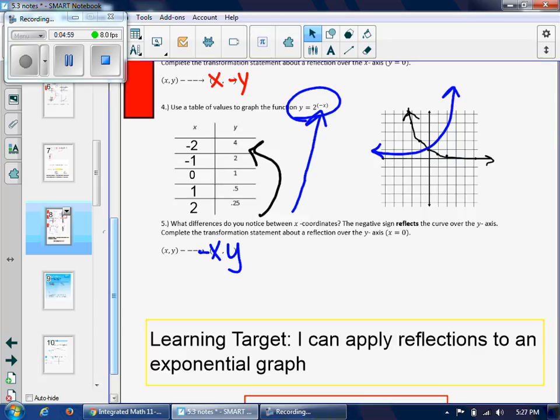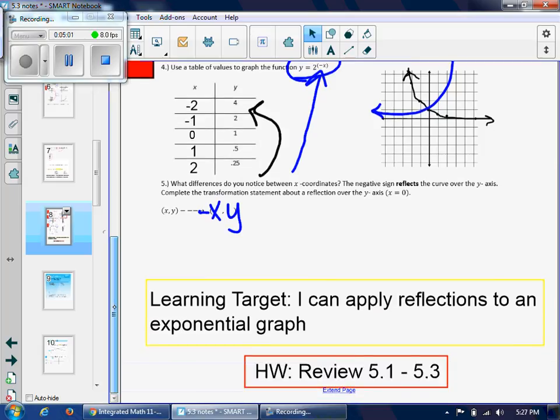Great job. Your homework for today is going to be the 5.1 to 5.3 review. Number 1, don't do 5.1 to 5.3 review number 2.